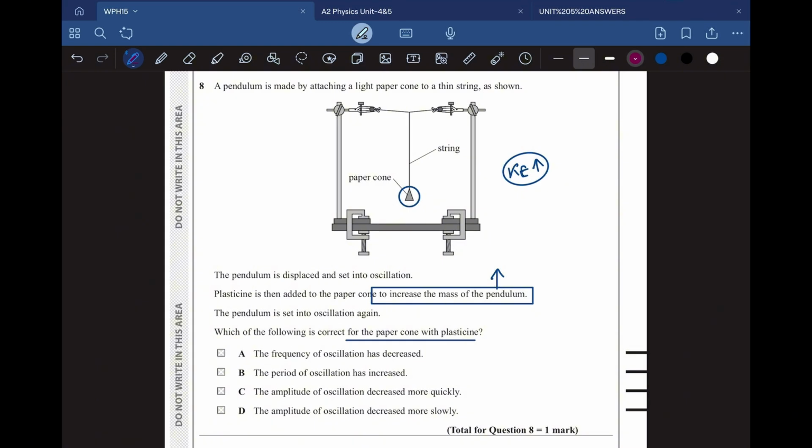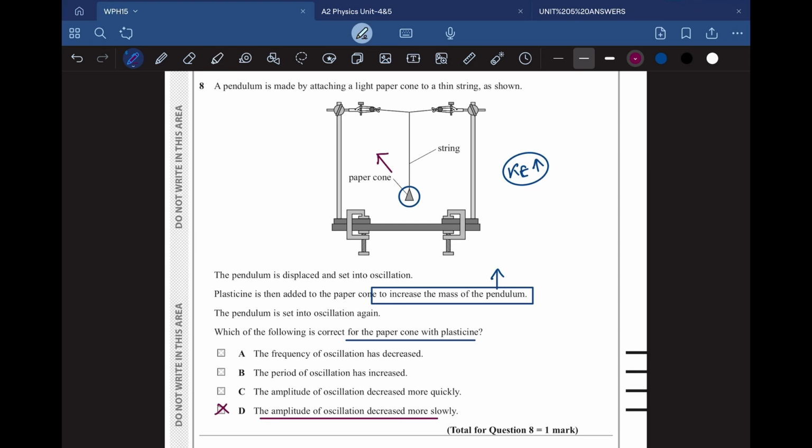As the kinetic energy is increased, and the resistive force, air resistance, is constant, to decrease that higher kinetic energy it will take more time for the air resistance to decrease the oscillation of the paper cone. So basically the amplitude of oscillation decreases more slowly because it takes longer for the air resistance to decrease the oscillation of the paper cone.